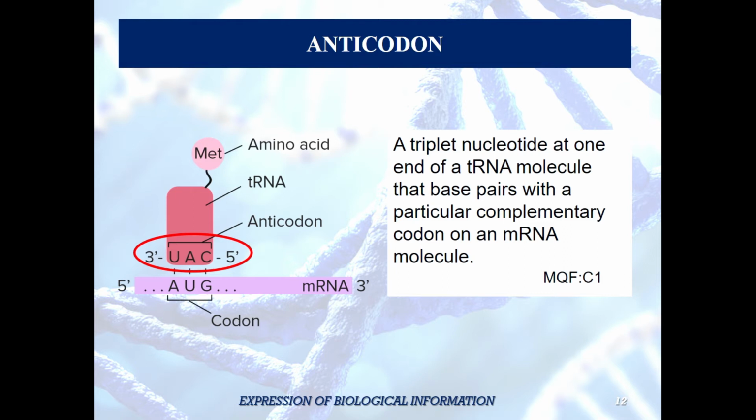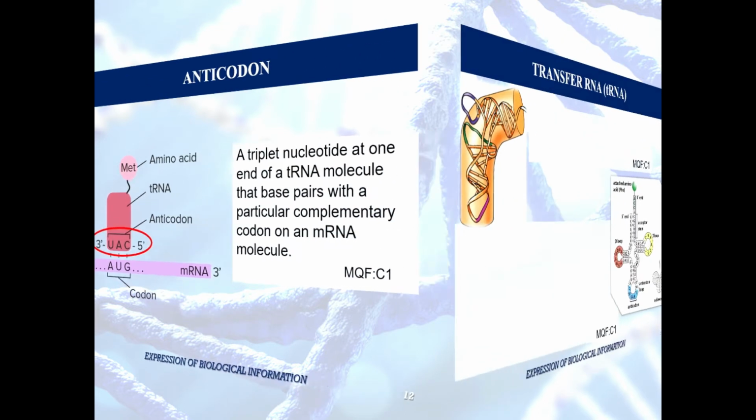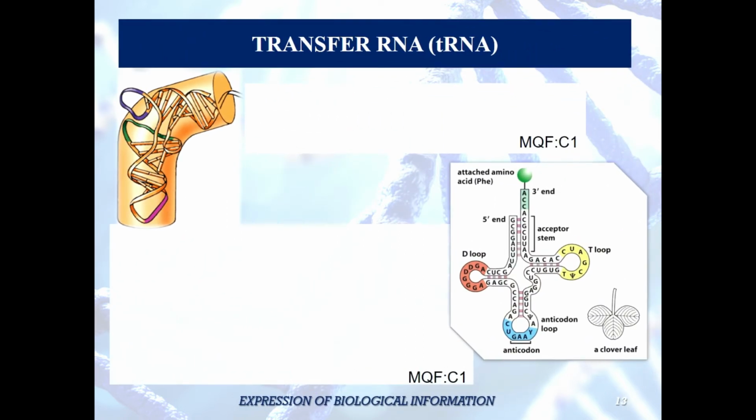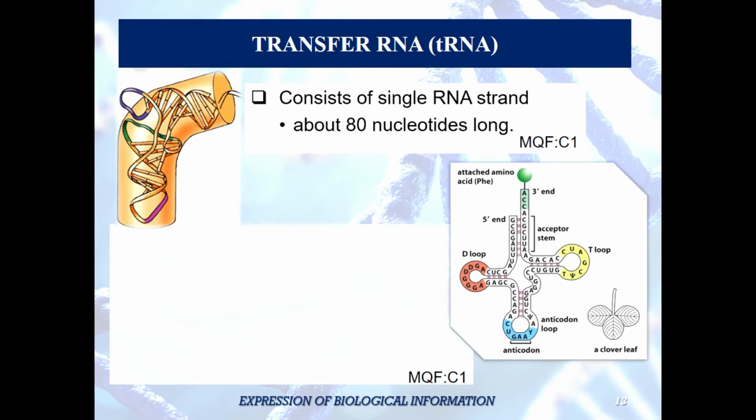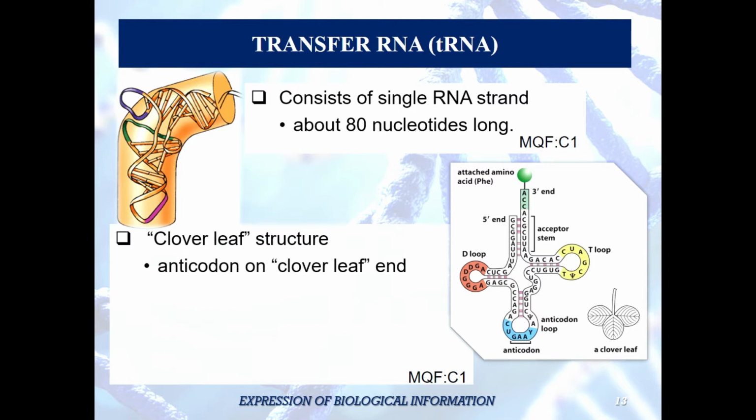Anticodon is a triplet nucleotide located at the 3' end of a tRNA molecule. This anticodon pairs with a particular complementary codon on an mRNA molecule. Anticodons are conventionally written 3' to 5' to align properly with codons written 5' to 3'. Transfer RNA or tRNA consists of a single RNA strand, about 80 nucleotides long. It has a cloverleaf structure, where the anticodon is on the cloverleaf end, while the amino acid is attached on the 3' end.